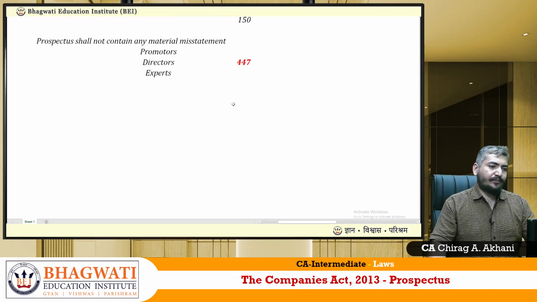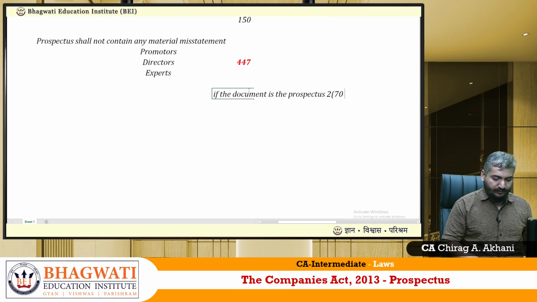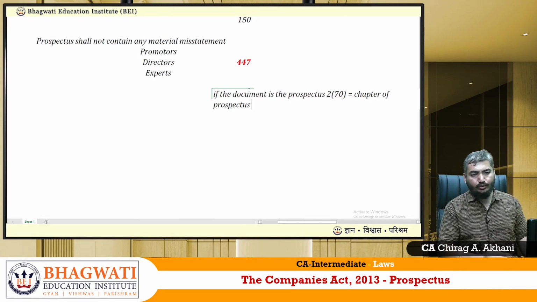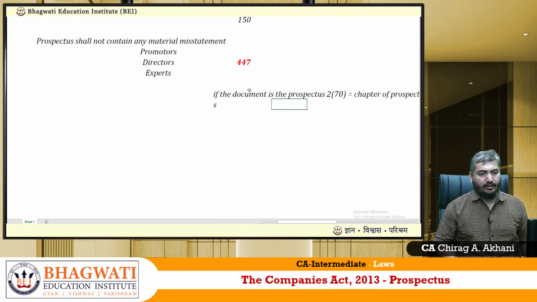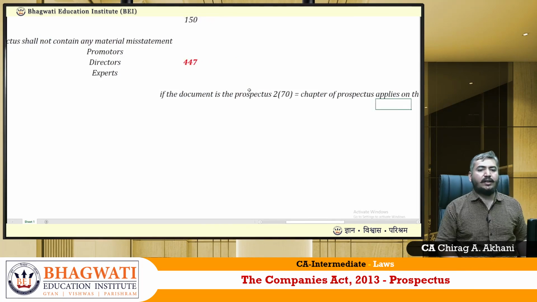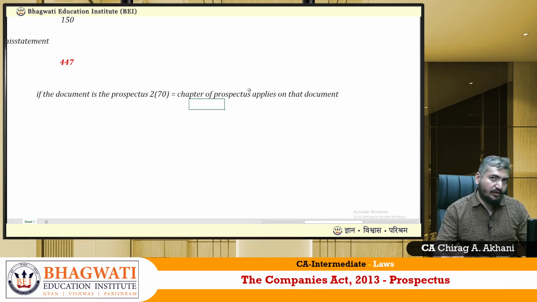According to the logic, what does it say? Note number 1: if the document is the prospectus as defined under section 2, subsection 70, then the chapter of prospectus, as I explained earlier, section 22 till section 41, applies on that document. And if the chapter applies, section 447 also applies, because it's clearly mentioned that whenever you contain any material misstatement in the prospectus, then section 36 clearly says that punishment under section 447 will be applicable.